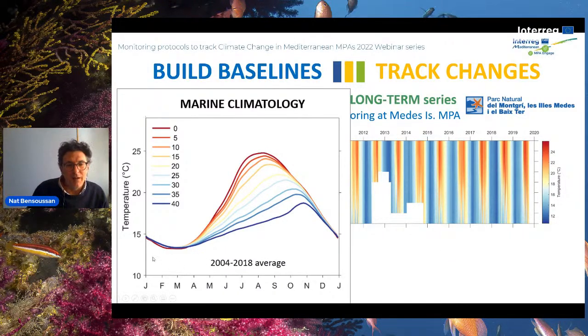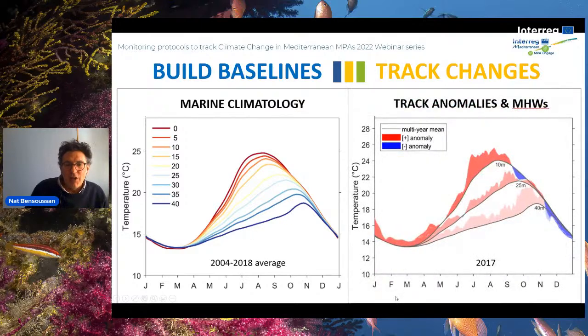And I'm showing here some very interesting graphs showing the multi-year average temperature conditions along the depth gradient. So in this figure, we combine satellite information from the zero meter to in situ data acquired locally. Tracking change is when we calculate some mean state marine climatology, we can track anomalies. And for instance, in 2017, we faced some very strong temperature anomalies from 10 to 40 meter depths and from winter to fall.